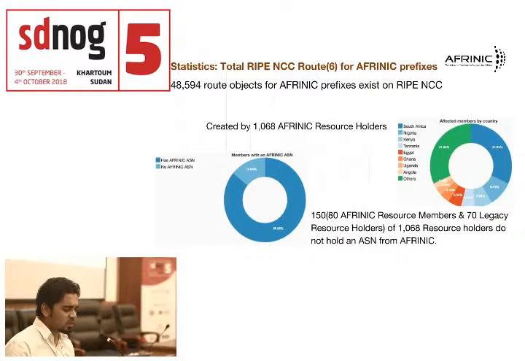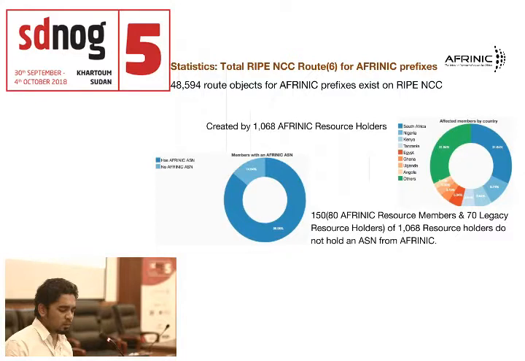Some stats again. In RIPE, when we go and check for resources that are relating to AFRINIC, we still see around 48,000 objects that were created. And these have been created by 1,068 members. So out of them, if you drill down, you will actually see that it's only 150 resource holders who do not have an ASN from AFRINIC. So the remaining out of the 1,000 members roughly do have an ASN and they can actually create the route object directly.